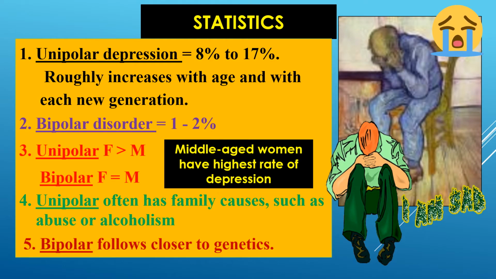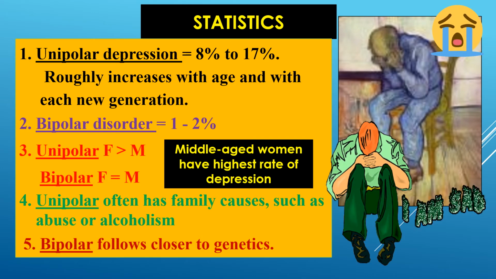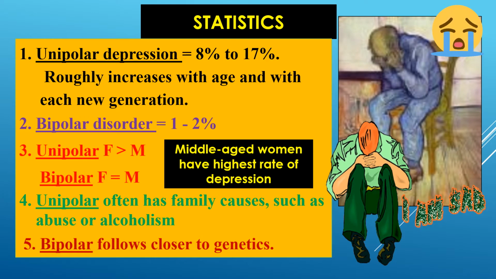Perhaps you're wondering who this happens to. Okay, let's look at some statistics. For unipolar depression, what is called clinical depression or severe depression or major depressive disorder, it's hard to give a statistic because it varies so much by different age groups. The prevalence of this disorder is about 8% to 17%. It roughly increases with age. So it's more common in older age.